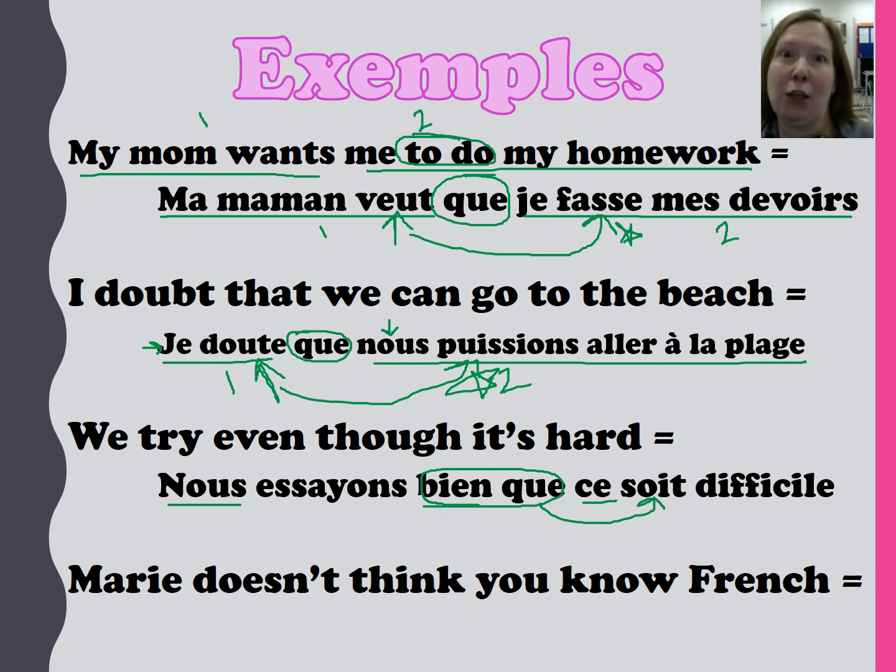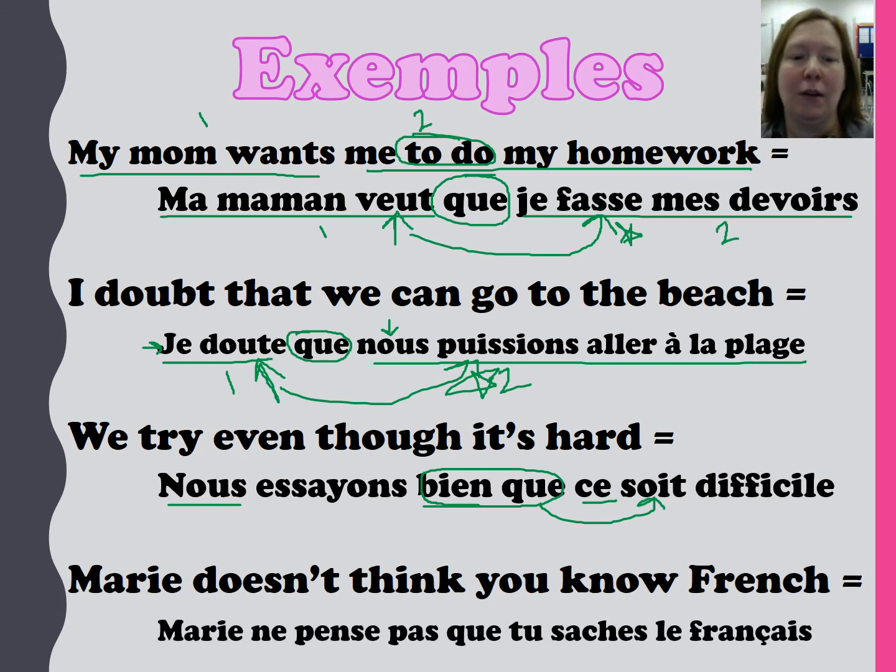Marie doesn't think you know French. Marie ne pense pas que tu saches le français. So here we have two clauses, Marie ne pense pas and tu saches le français. There's 1 and 2. Then we have two different subjects because we have Marie and we have tu. They're connected by que, and this is in the negative.